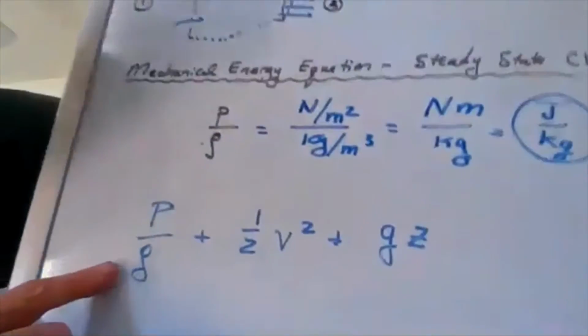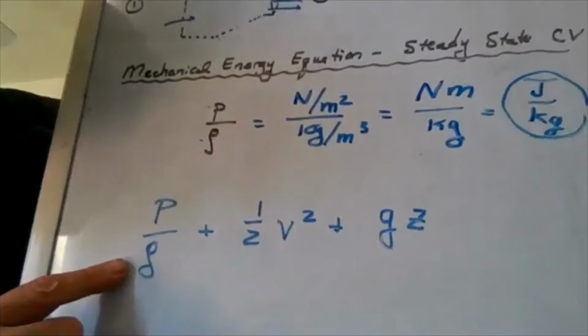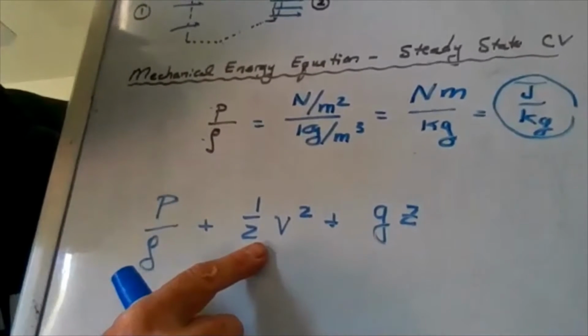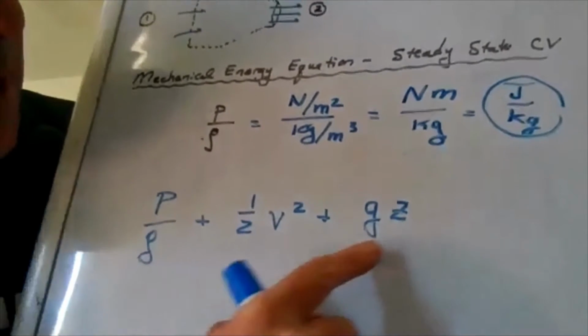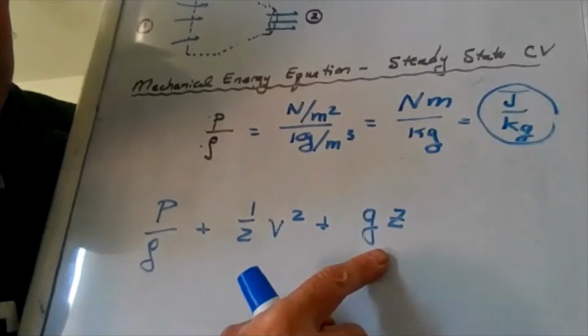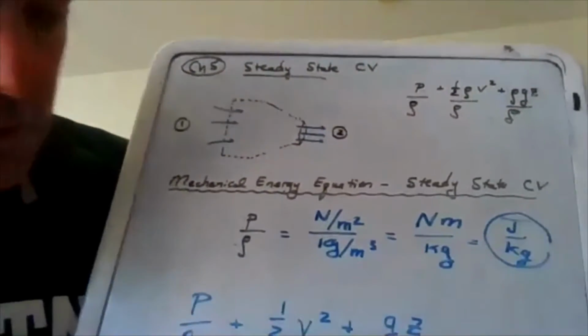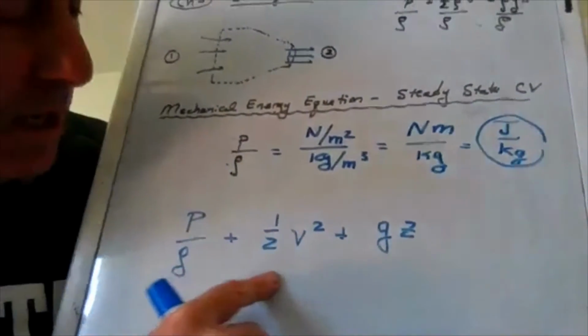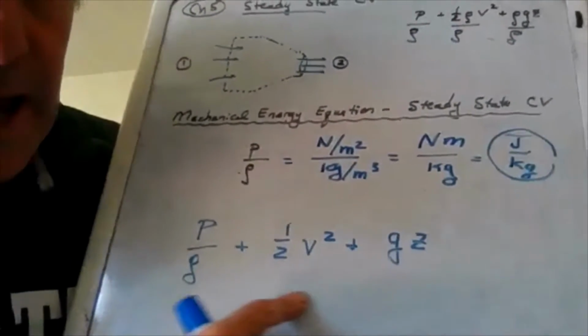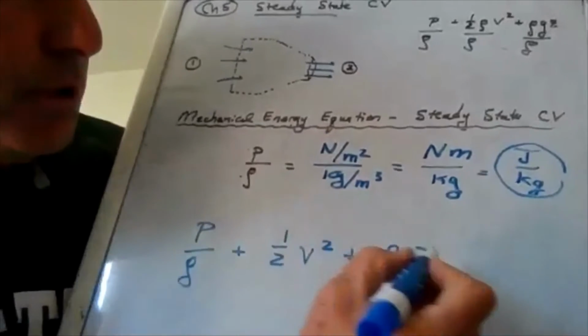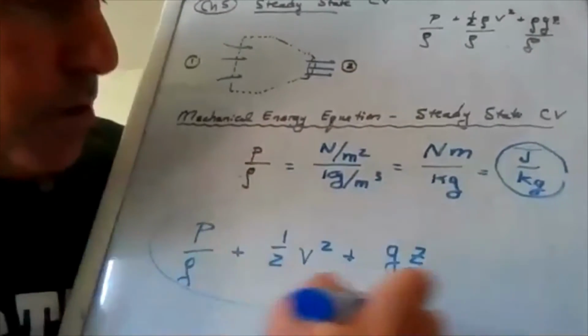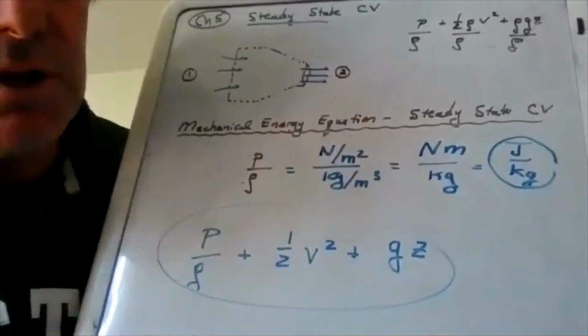Okay, so this term gives us the pressure energy in joules per kilogram. This gives us the speed energy in joules per kilogram, and this gives us the elevation energy in joules per kilogram. And in chapter 5, this is the form of the Bernoulli, of the fluid mechanical energy expression that the book really likes to use. So we're going to go with that as we go through this derivation.